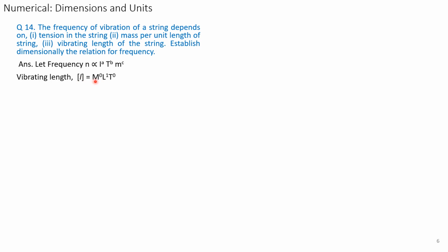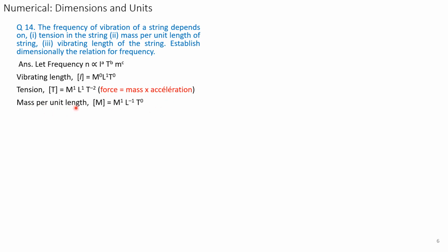That is, L is m to the power of 0, L to the power of 1 and T to the power of 0. And tension, capital T within brackets, is m to the power of 1, L to the power of 1 and T to the power of -2, because tension is nothing but force, and force is equal to mass into acceleration. Mass is m to the power of 1 and acceleration is L to the power of 1 into T to the power of -2.